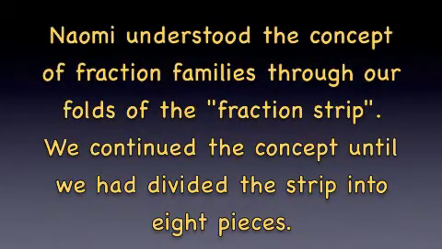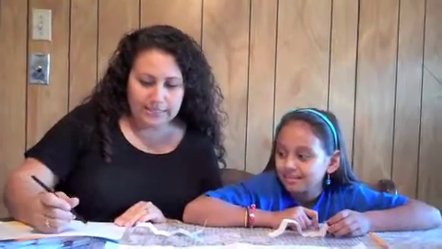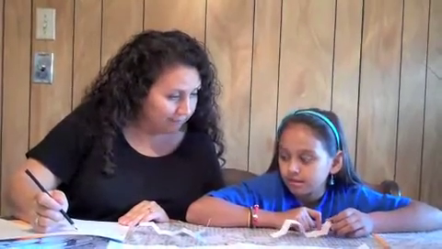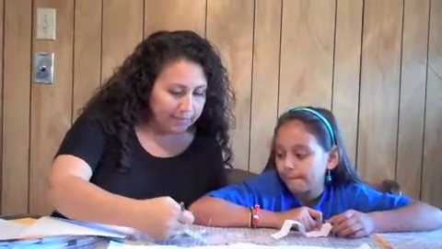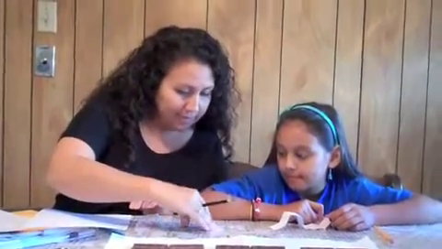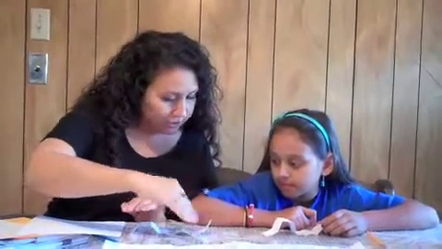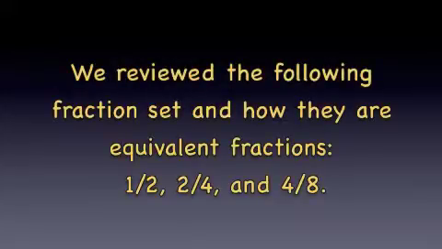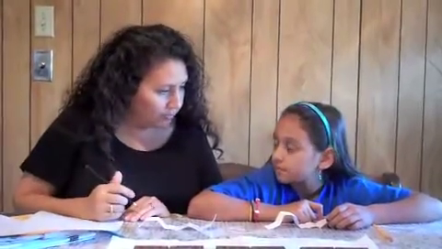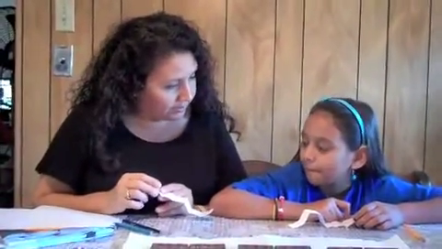Naomi understood the concept of fraction families through our folds of the fraction strip. We continued the concept until we had divided the strip into 8 pieces. You see that it doesn't matter how many times you fold it. Your denominator is always going to be how many pieces you have, right? And then remember at the beginning we colored half of it? So it doesn't matter if it's half. This half makes part of another half, and together they make one whole piece. 1/2, the 2/4, and the 4/8, they're all equal. So you understand how the fraction bar works? Okay.